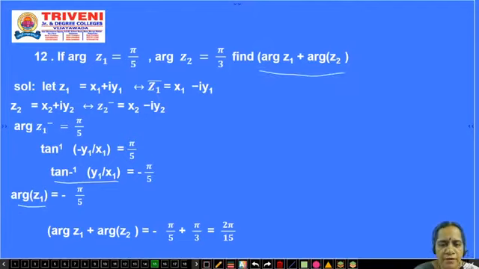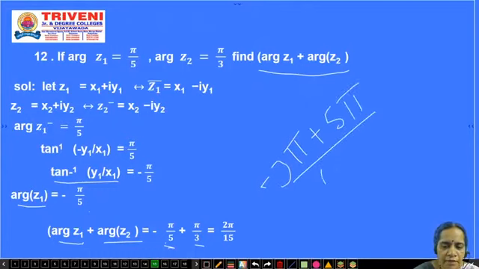Argand of z1 plus argand of z2. Then you know that argand of z1 is equal to minus pi by 5, and argand of z2 is equal to pi by 3. Take the LCM of these two. Then minus 3 pi plus 5 pi by 15, that is equal to the value of argand of z1 plus argand of z2, which is equal to 2 pi by 15.